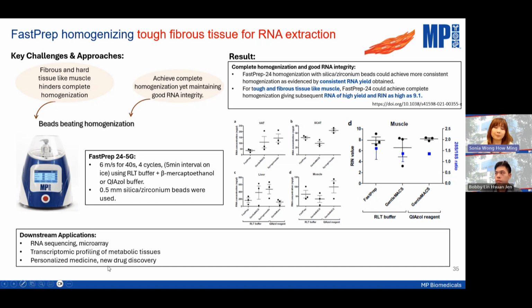So again, this proved that with the FastPrep 24/5G, we could achieve good homogenization while maintaining good RNA integrity. This group of researchers has continued their work, and the RNA was proven usable for RNA sequencing and microarray. They've also done transcriptomic profiling of these metabolic tissues, and this has contributed to a bigger goal of personalized medicine as well as the new drug discovery research area.